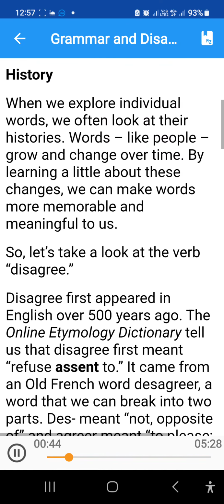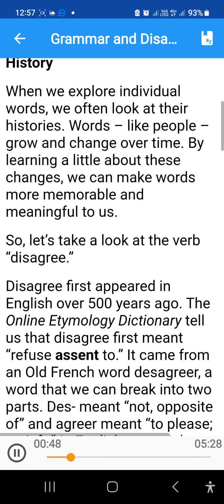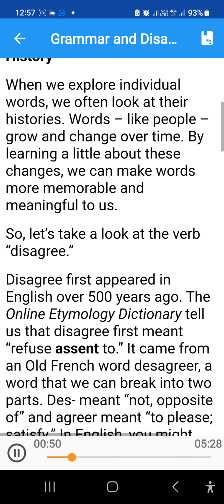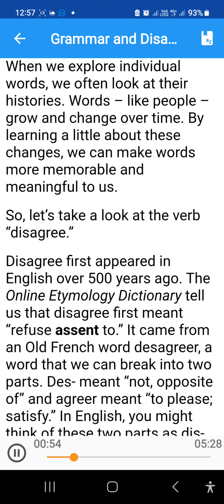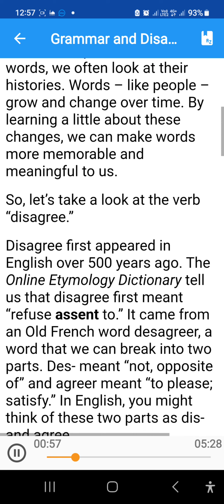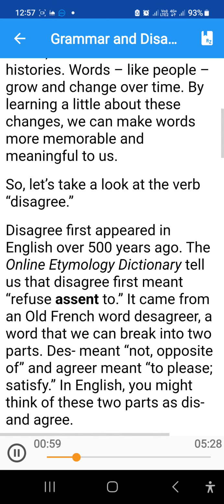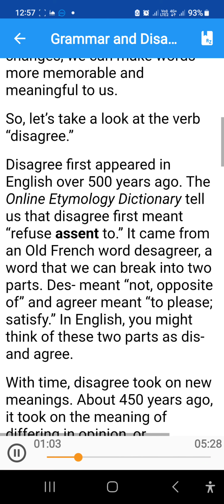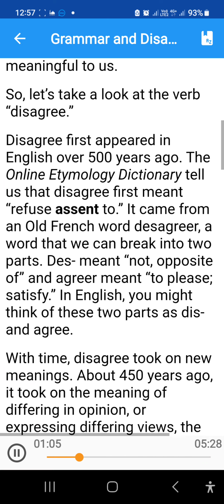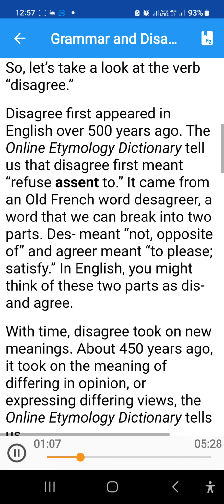When we explore individual words, we often look at their histories. Words, like people, grow and change over time. By learning a little about these changes, we can make words more memorable and meaningful to us. So, let's take a look at the verb disagree.